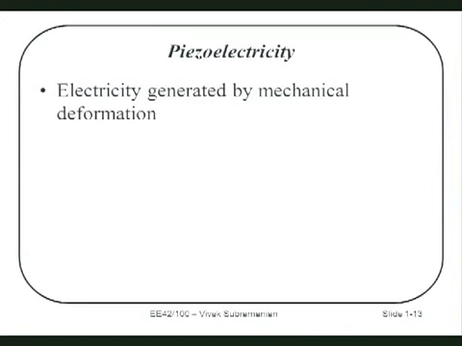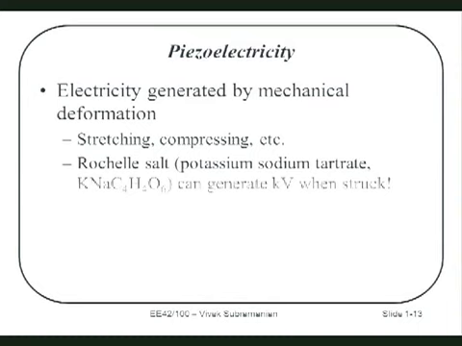Okay, so you can make your own piezo systems. There's a material you can buy commercially. It's very easy to buy. You can order it online, called Rochelle salt. It's potassium sodium tartrate, which is that equation right there. And it turns out, if you take a crystal of it and you hit it with a hammer, you can actually generate kilovolts. Okay, so it's extremely high voltage.